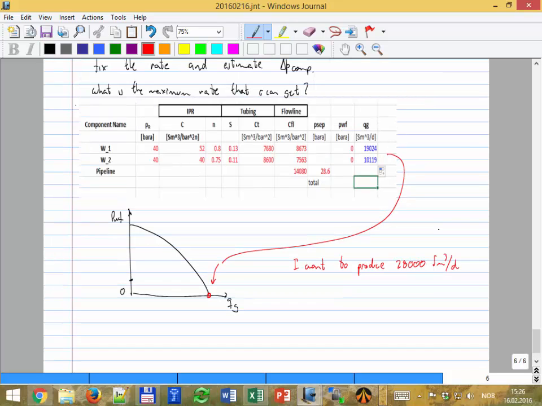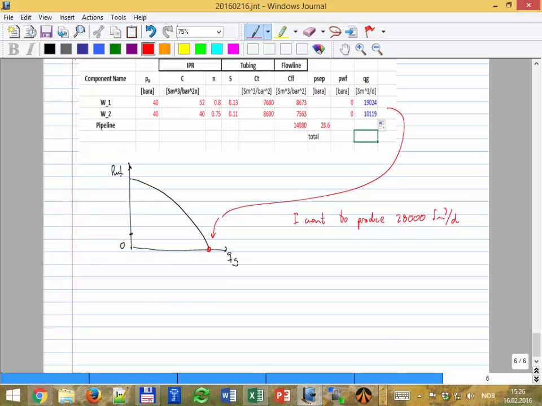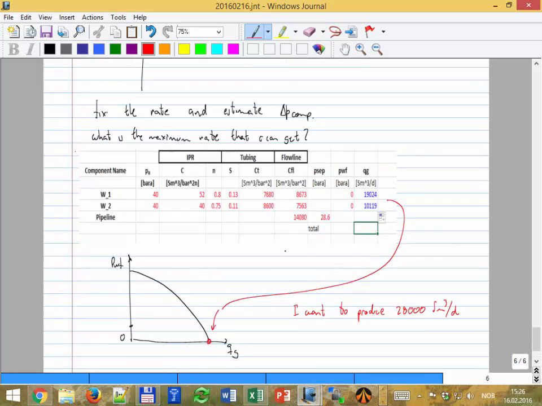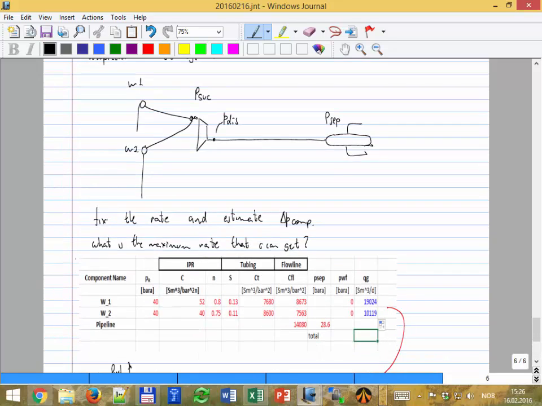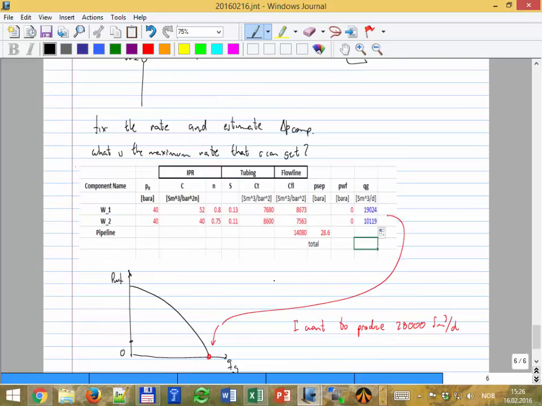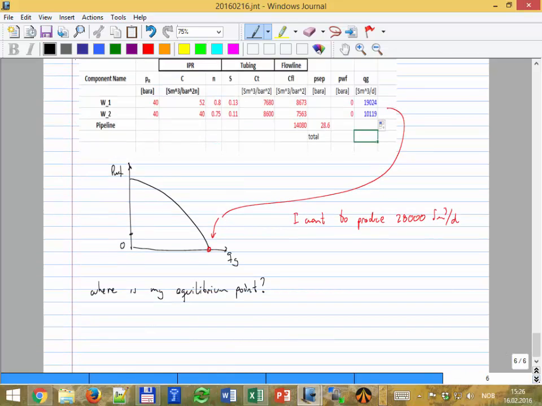So if I fix the rate, exactly the same thing. Now where do I have to put my equilibrium point in the system that I showed before? Where is my component that is causing the disruption in this example? The compressor. So that's where I decide to put it.